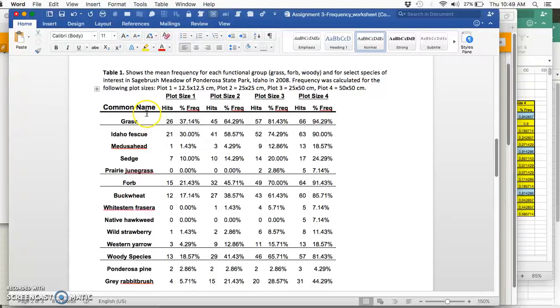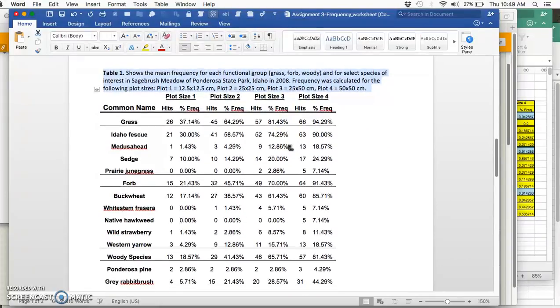They were marked off for having incorrect values for grasses, for shrubs, woody species, or for having incorrect values within the other cells, as well as for not having a caption. So you can't get full credit if you don't have a caption and if you don't have the correct values. So for future reference, make sure that your tables look like this, that your captions are in the appropriate location.